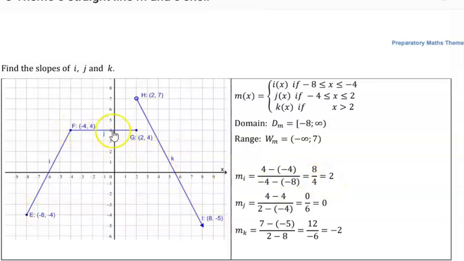If I look at FG, then I see the y values are the same, so I've got 4 minus 4 divided by 2 minus minus 4, so my slope is 0, as we saw in the previous example. And for the slope of k, it doesn't matter that it's an open dot there, I can use any other point, but for calculating the slope, I can just as well include that value, so I can use it in my calculation.